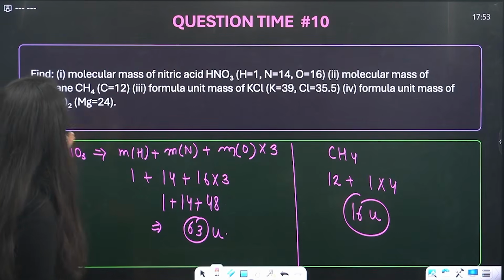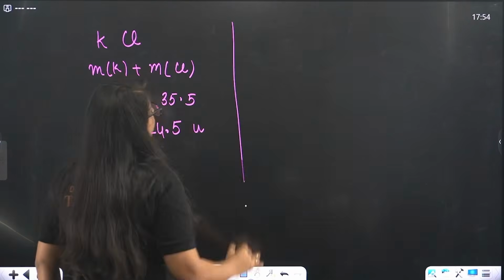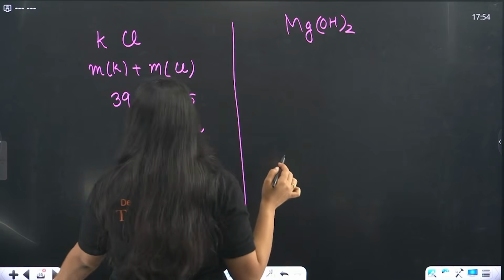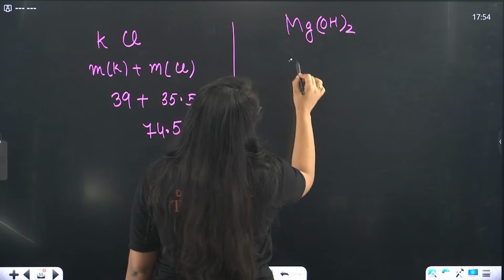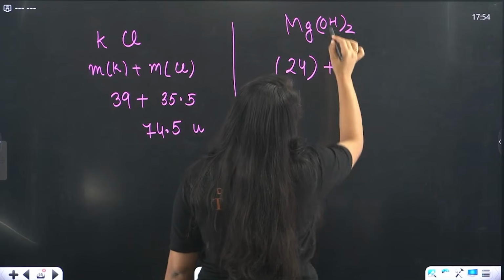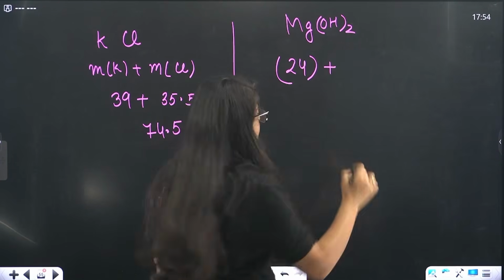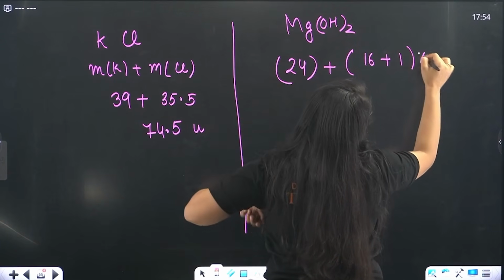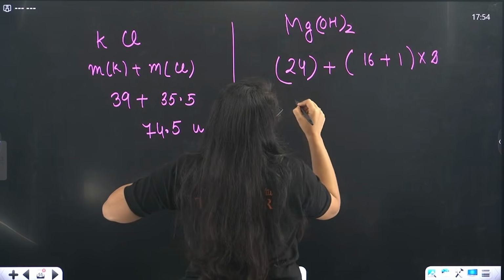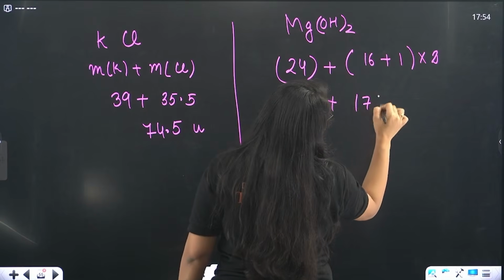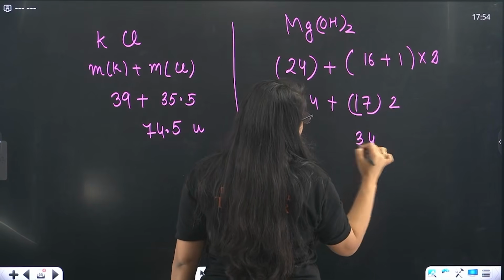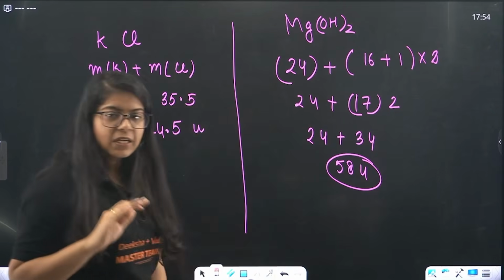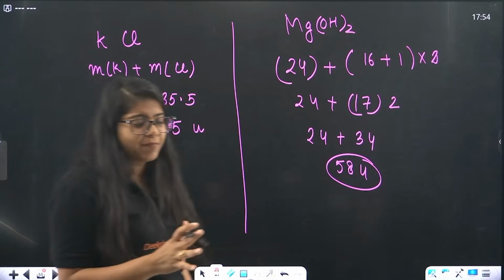And what else is there? Formula unit mass of Mg(OH)2. Okay, good. Let's do this. What is the mass of Mg? Mass of Mg is 24, right? Plus, now you should also remember the mass of oxygen, that is 16, plus mass of hydrogen is 1. The whole has 2, so multiply the whole mass with 2. So 24 plus 17 into 2. 17 into 2 is what? 34, plus 24. So that will be 58 U. Done. Basic math. This is just the addition of mathematics.